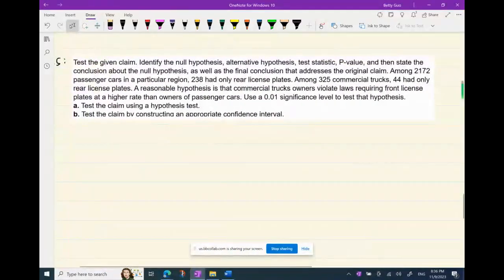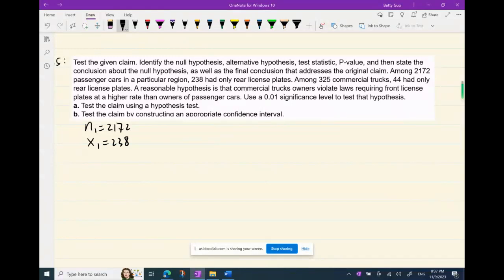Test the claim. Identify the null and alternative, the test statistic, the p-value, and then state the conclusion about the null, as well as the final conclusion that addresses the original claim. Among 2171 passenger cars in a particular region, 238 had only a rear license plate. So if the randomly selected car has only a rear license plate, that is success. So here we have n1 = 2171, x1 = 238.